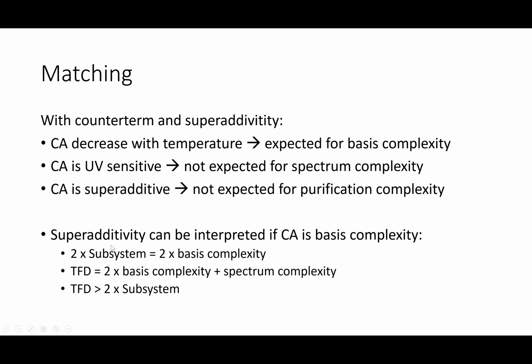The reason, again, being that now twice the subsystem complexity is just twice the basis complexity, which is the same as the complexity of preparing the basis on the left plus the basis on the right. Whereas the thermal field double is twice the basis complexity plus the spectrum complexity. So you have to prepare the spectrum now, which you didn't have to do for just the basis on the left and the right. So it's kind of natural then that the thermal field double would be bigger than twice the subsystem complexity.